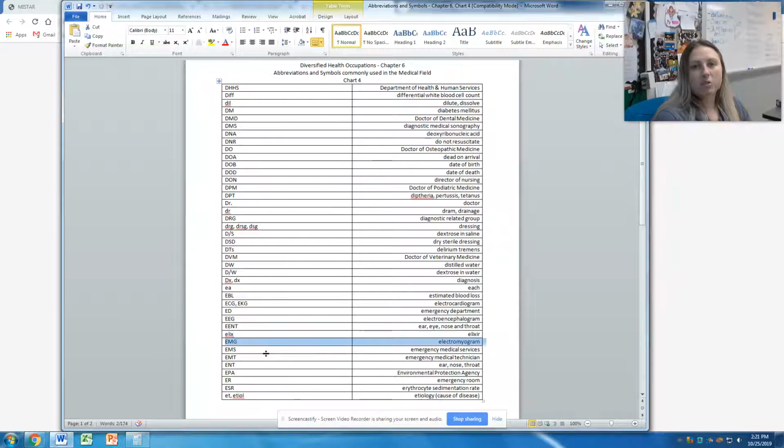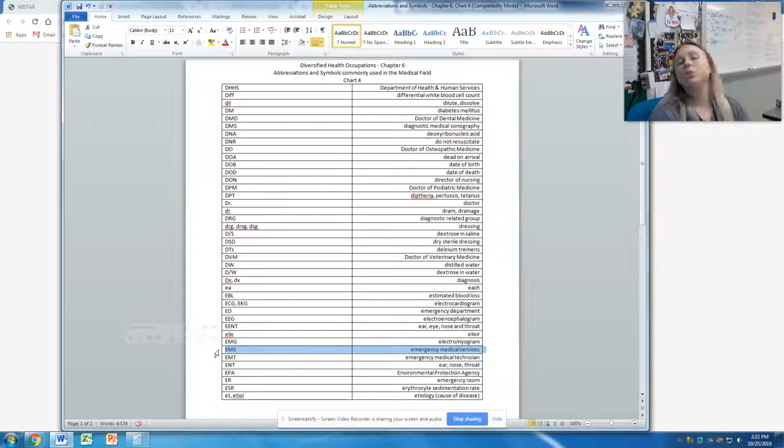EMG, this is an electromyogram. Electrical activity. Myo means muscle. And then gram is a picture. So this is a picture of the electrical activity of the muscle. Okay. Generally, they stick little needles under your skin and give it a little shock to see how it responds to what your nerve would be telling it to do.